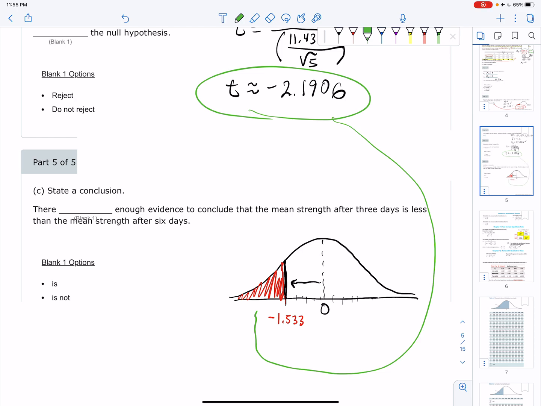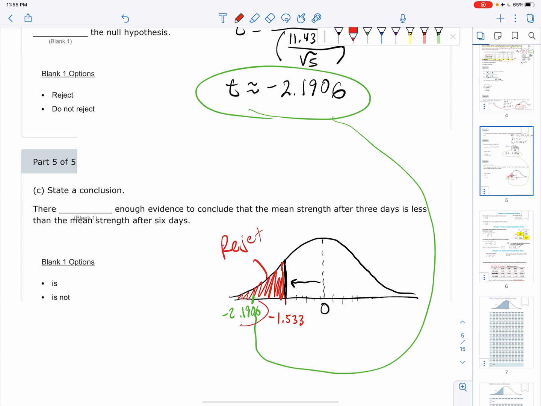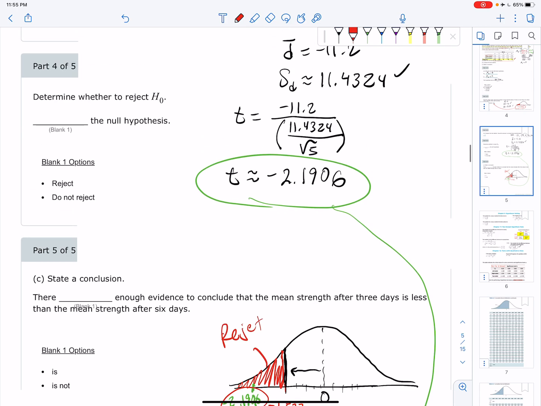It's further to the left, let's say about there. It is negative 2.1906. It's definitely in the reject region. We must reject. This one right here, reject. Okay, so we just rejected the null.